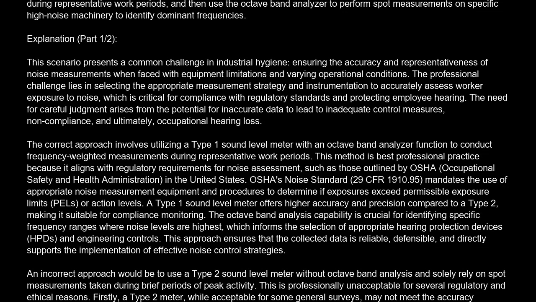The correct answer is A. Conduct time-weighted average (TWA) noise measurements using the Type 2 sound level meter with A weighting during representative work periods, and then use the octave band analyzer to perform spot measurements on specific high-noise machinery to identify dominant frequencies.